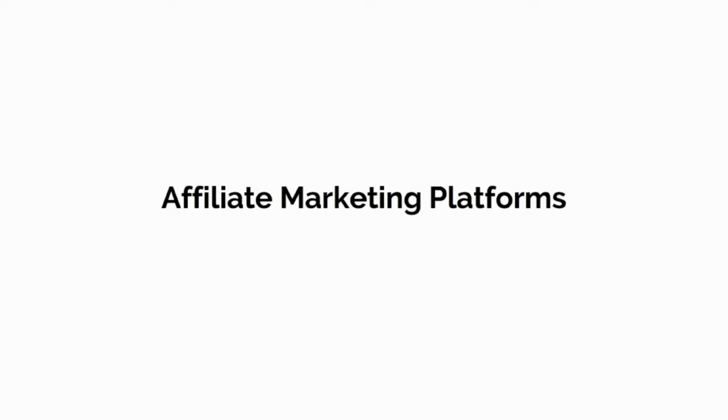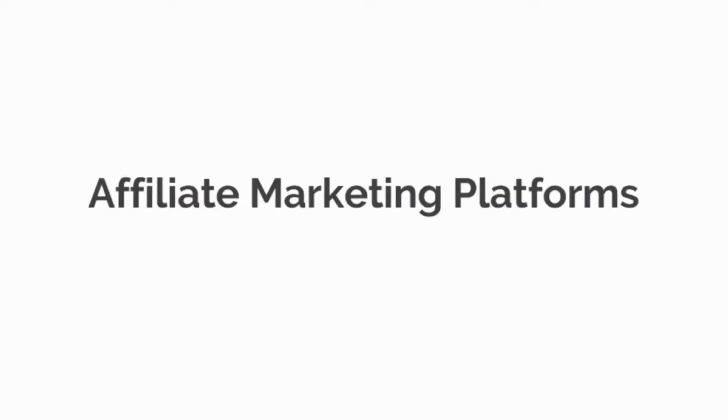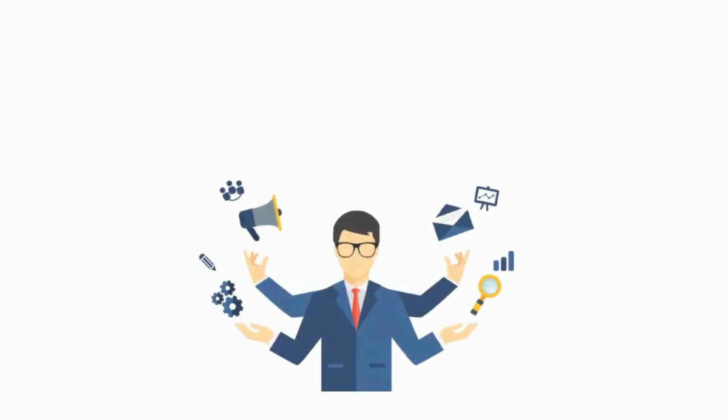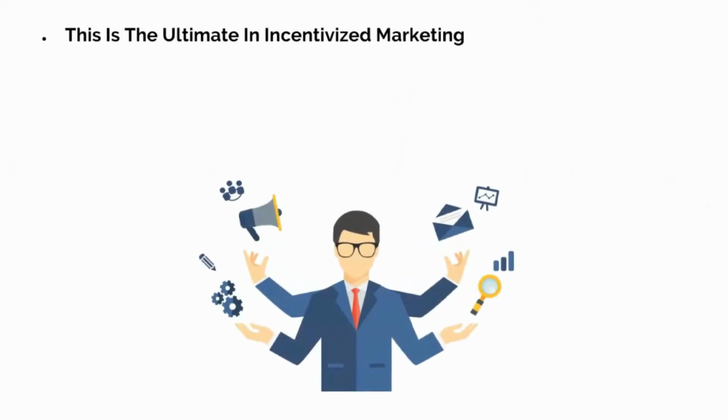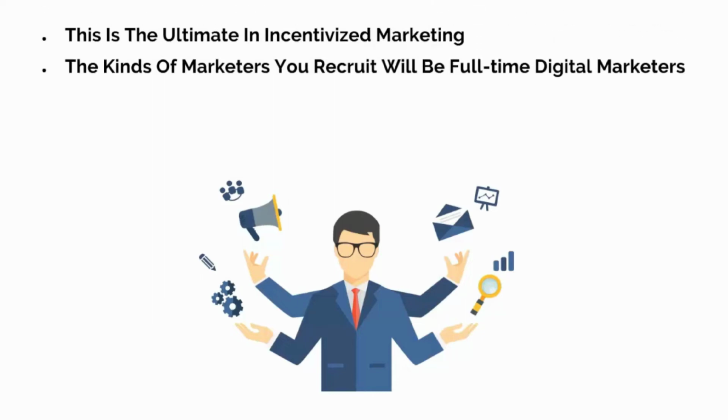These are the likes of WSO Pro, JVZoo and ClickBank. These allow you to sell products, largely digital, and to have a legion of marketers to help you do so for a commission. This is the ultimate in incentivized marketing because often you'll be offering 40 to 60%, and the kinds of marketers you recruit will be full-time digital marketers that use email marketing, landing pages, PPC, even perhaps CPA, and some other strategies to really push your products.